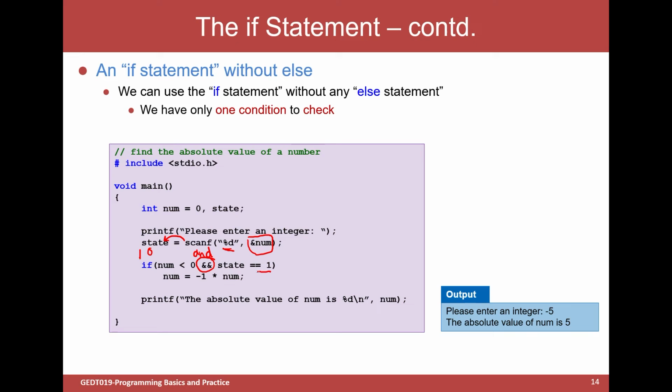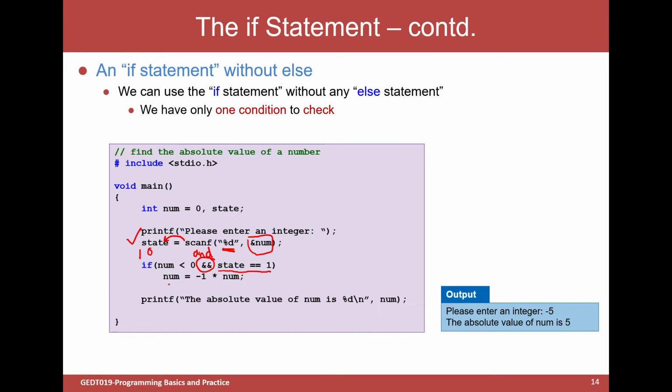What is stat equal to 1 here? Stat equal to 1 means you inserted a digit. You correctly inserted a digit. If the stat is equal to 1, it means you did exactly what I asked you. You just inserted a digit. You did not insert a float number. You did not insert a character. You inserted only a digit. So that means you did it very well. You inserted some number and that number is less than 0.